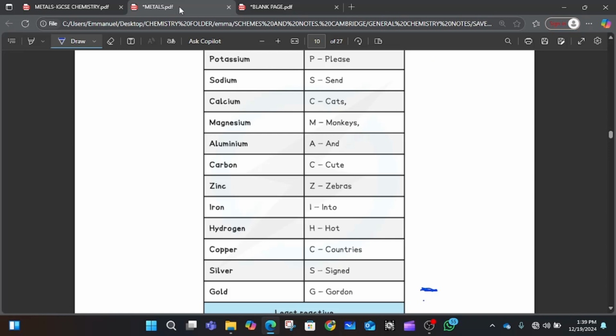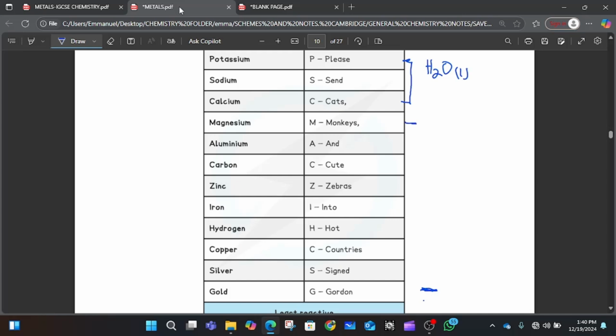The most reactive metals on top can react with cold water. So from potassium, which is the most reactive because potassium can easily lose electrons more than all the other metals in the reactivity series. So that is why potassium is the most reactive. So these three metals can react with cold water. By cold water, you mean H2O liquid.